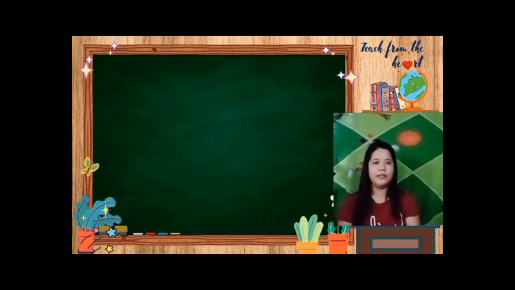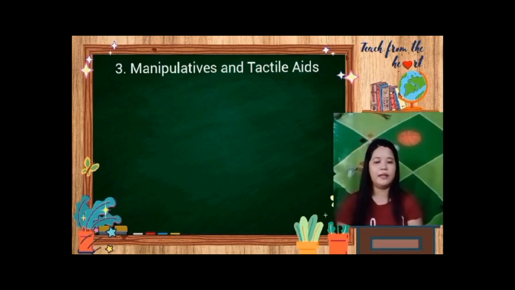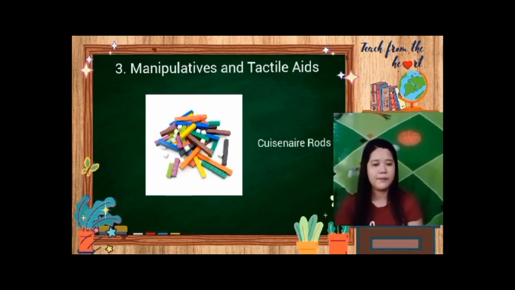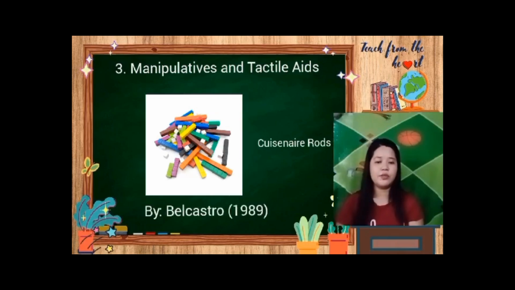The third tool is manipulative and tactile aids. Manipulative and tactile aids are used in learning mathematics, sciences, and also social studies. So, in manipulatives, there is the Cuisenaire rods with tactile markings developed by Bill Castro in 1989. It enables the students to quickly identify by touch the different values associated with numbers.